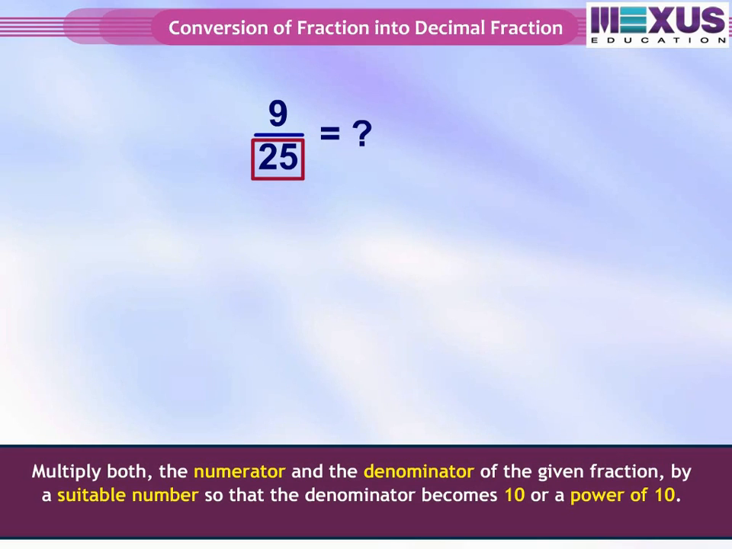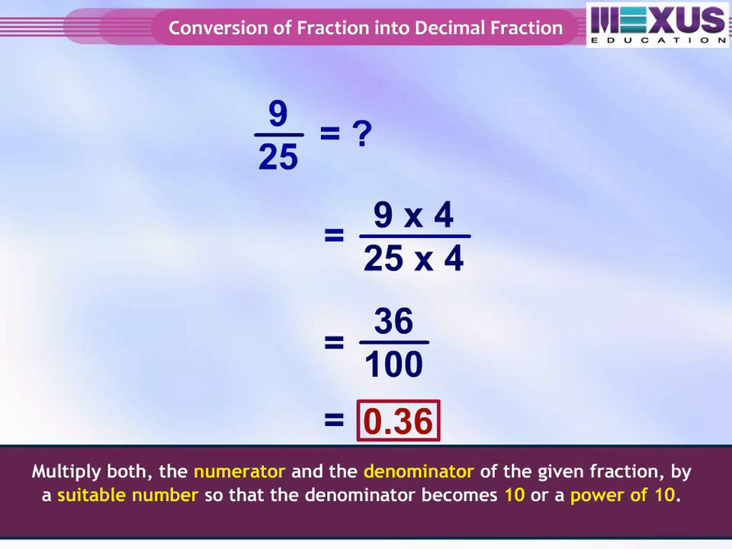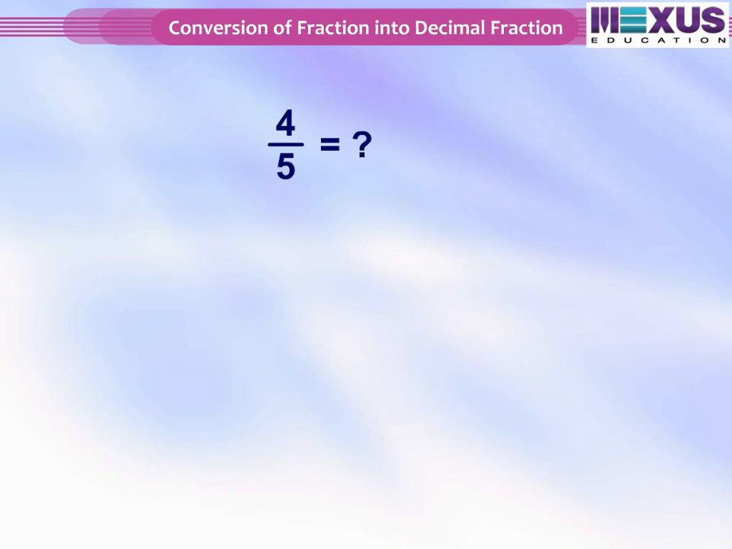Here 25 is not a power of 10, but we can easily make it a power of 10. We can make it 100 by multiplying it by 4. We must also then multiply the numerator by 4, which makes the numerator 36 and denominator 100, that is, a power of 10. So its decimal form becomes 0.36. Let's solve one more: 4 by 5.